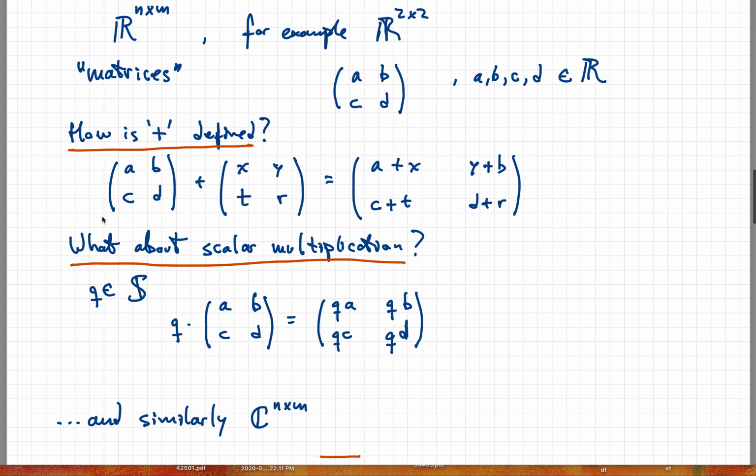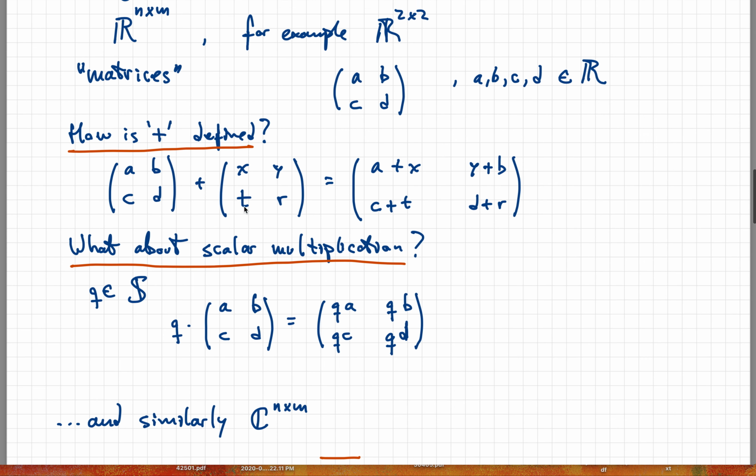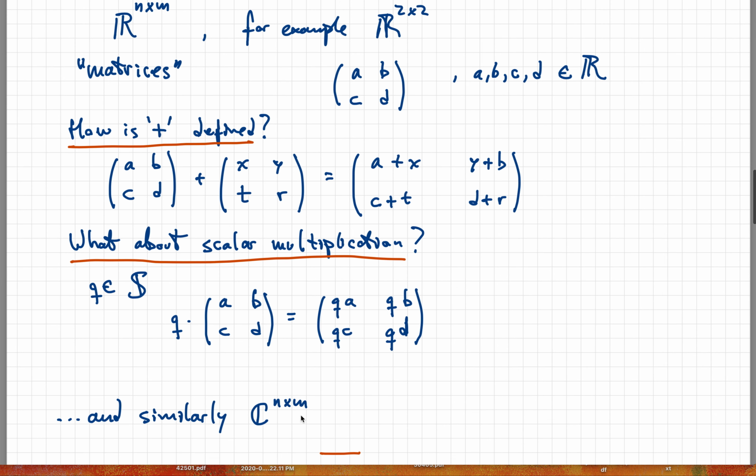In this example, I had in mind R to the m by m, or R 2 by 2, but you could think of that as working exactly in the same way for complex entries, so for matrices that have complex numbers in them. So this works perfectly fine no matter what n and m are, as long as n and m are positive integers.